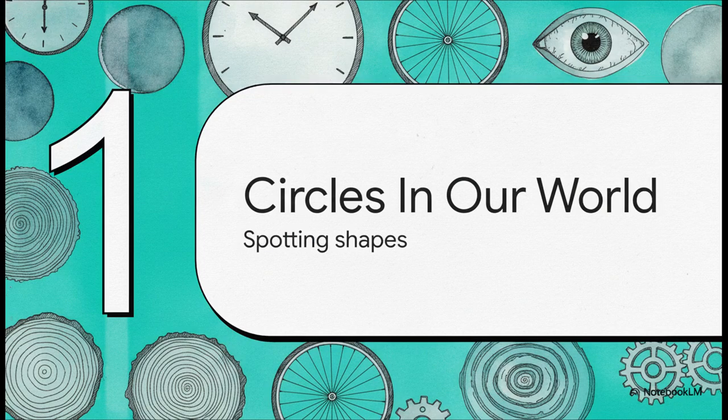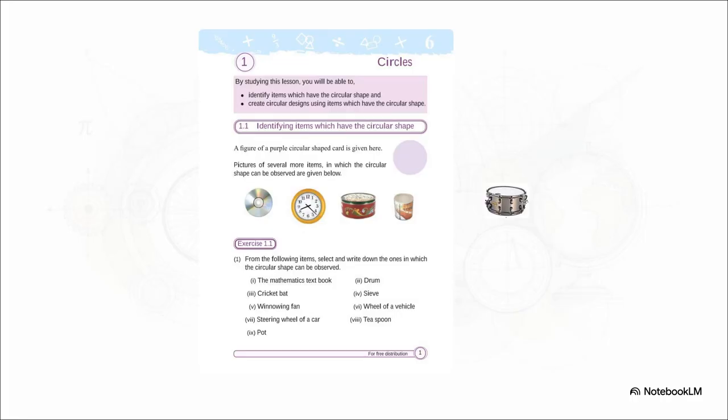Circles in our world. Spotting shapes. You know, the circular shape is absolutely everywhere around us. I mean, think about it. From the face of a clock ticking on your wall, to an old CD, a painted tin, or even the shiny top of a snare drum. Our sources make a great point here. Before we can really study geometry, we first have to recognize it out in the wild. Seriously, how many circular items do you think you've walked past today without even noticing?